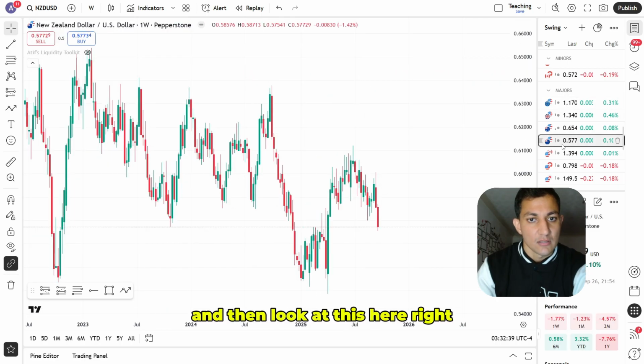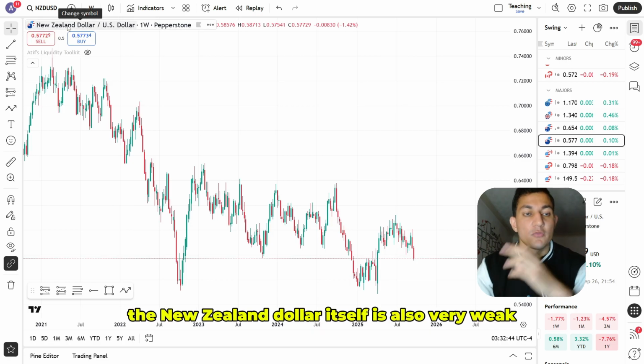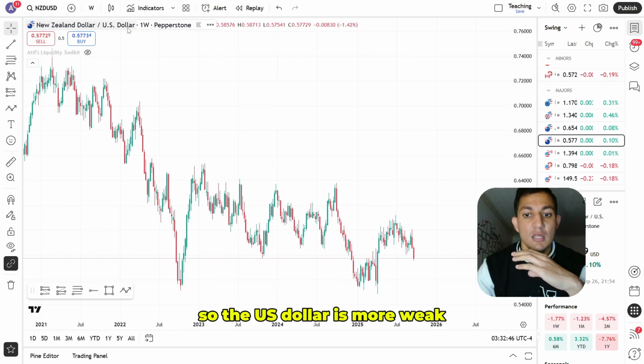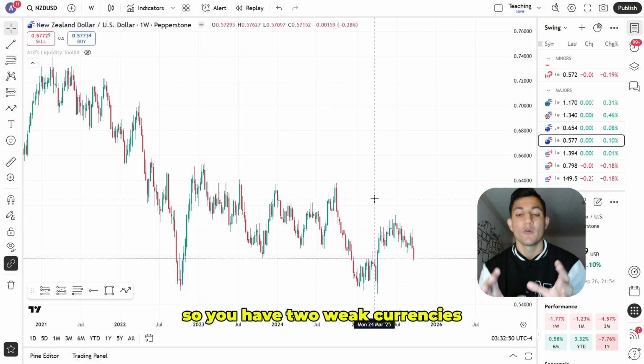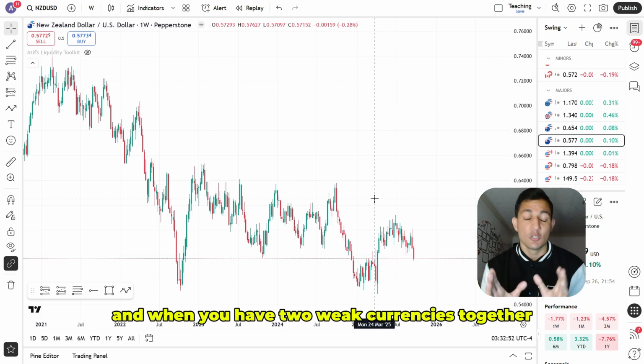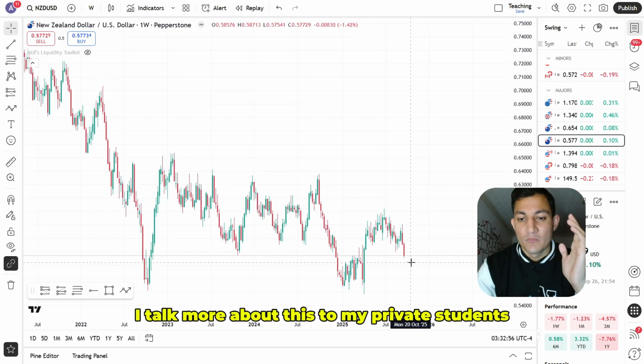And then look at this here, right? Look how much weaker this is. So what this really means is the New Zealand dollar itself is also very weak. So the US dollar is more weak, but the New Zealand dollar is also weak too. So you have two weak currencies. And when you have two weak currencies together, you're going to get chop and you're going to get awful price action. I talk more about this to my private students.